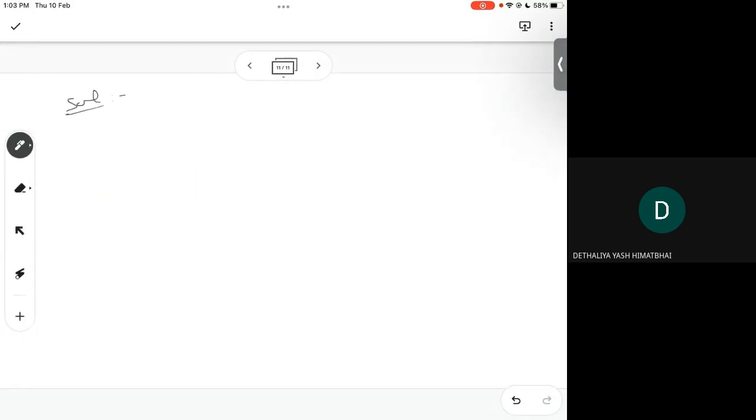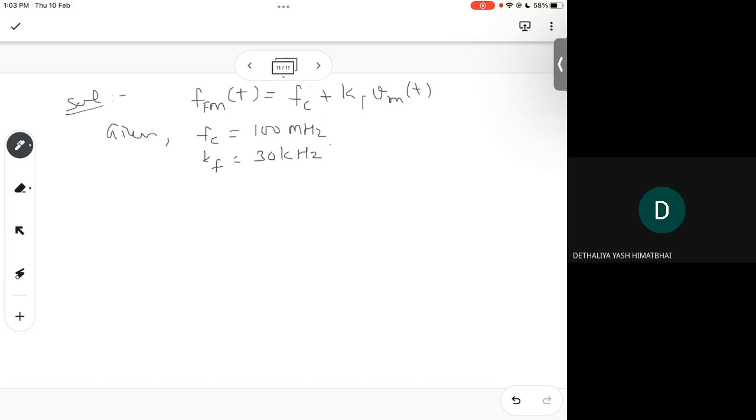So if you recall, it is given as f(t), that is my output frequency, which is given as Fc plus Kf times Vm(t). Now in this case, Fc is given to be 100 megahertz, Kf is given to be 30 kilohertz per volt. So it will also clear the doubt regarding the units. And Vm(t) is given as 150 millivolt, that is the modulating signal amplitude.